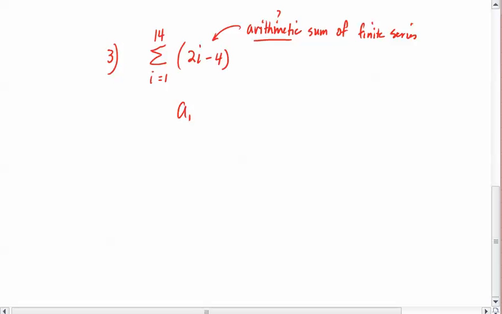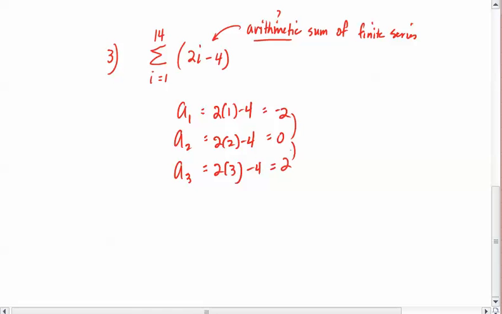So let's do this. A sub 1 is going to be 2 times 1 minus 4, which is negative 2. A sub 2 is 2 times 2 minus 4, and that's going to be 0. A sub 3, and we'll stop there, 2 times 3 minus 4, 6 minus 4 is 2. So yes, it's arithmetic. I'm adding 2 each time, so I know that that's arithmetic. Okay, so let's use the formula. Here we go. S sub, how many do we have? 1 to 14, it's going to be 14.